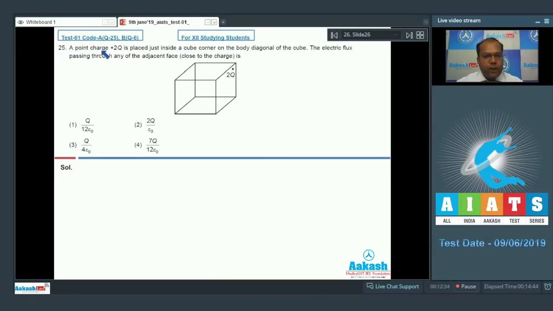In question number 25, a point charge plus 2q is placed just inside a cube corner on the body diagonal of the cube. The electric flux passing through any of the adjacent faces close to the charge is? The adjacent faces close to this charge 2q are this, this and the backside face, and the far away faces are this, this and this. If the flux through the adjacent face is phi1 and the flux through the far face is phi2, then we can write 3 times phi1 plus 3 times phi2 must be equal to charge enclosed divided by epsilon naught, so 2q divided by epsilon naught. This is equation 1.